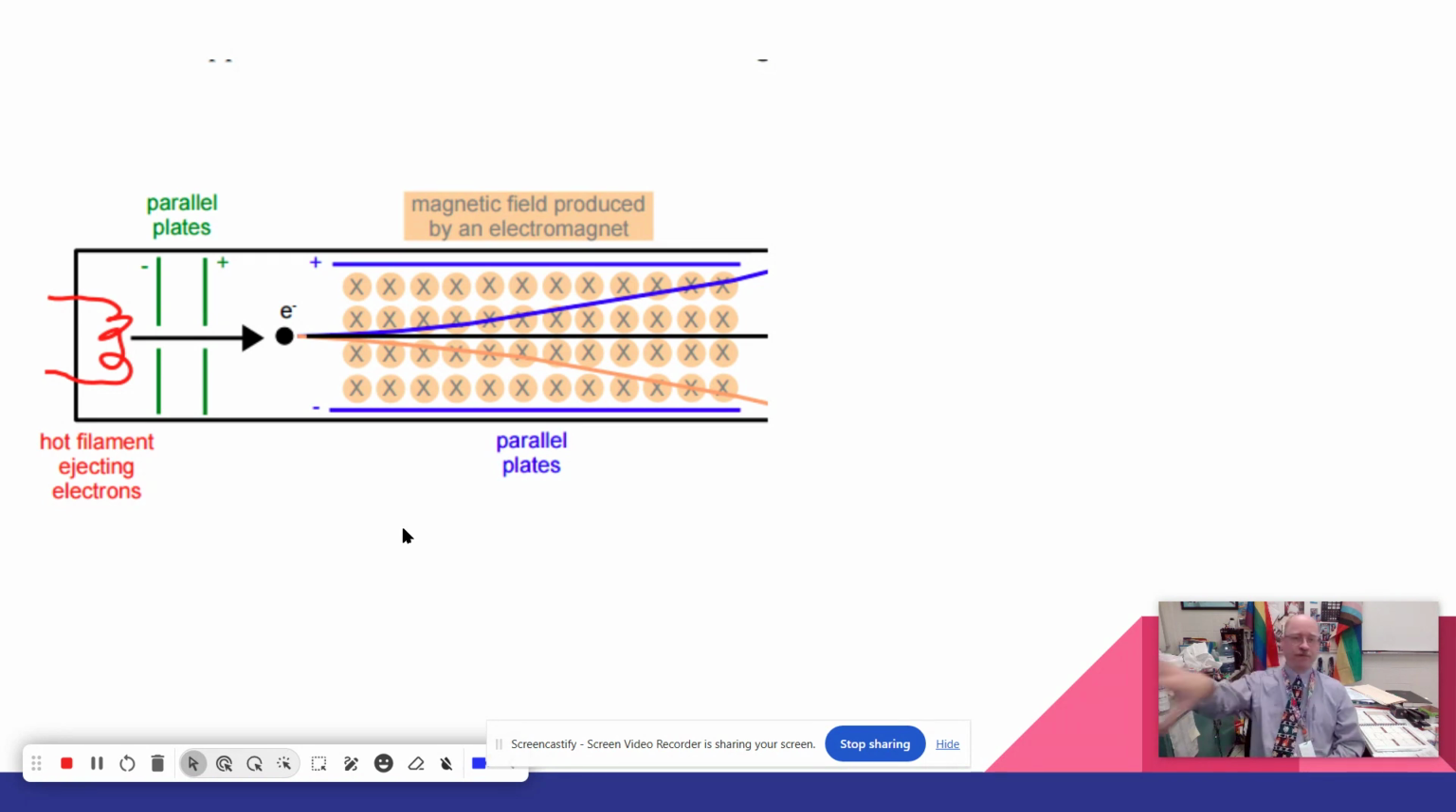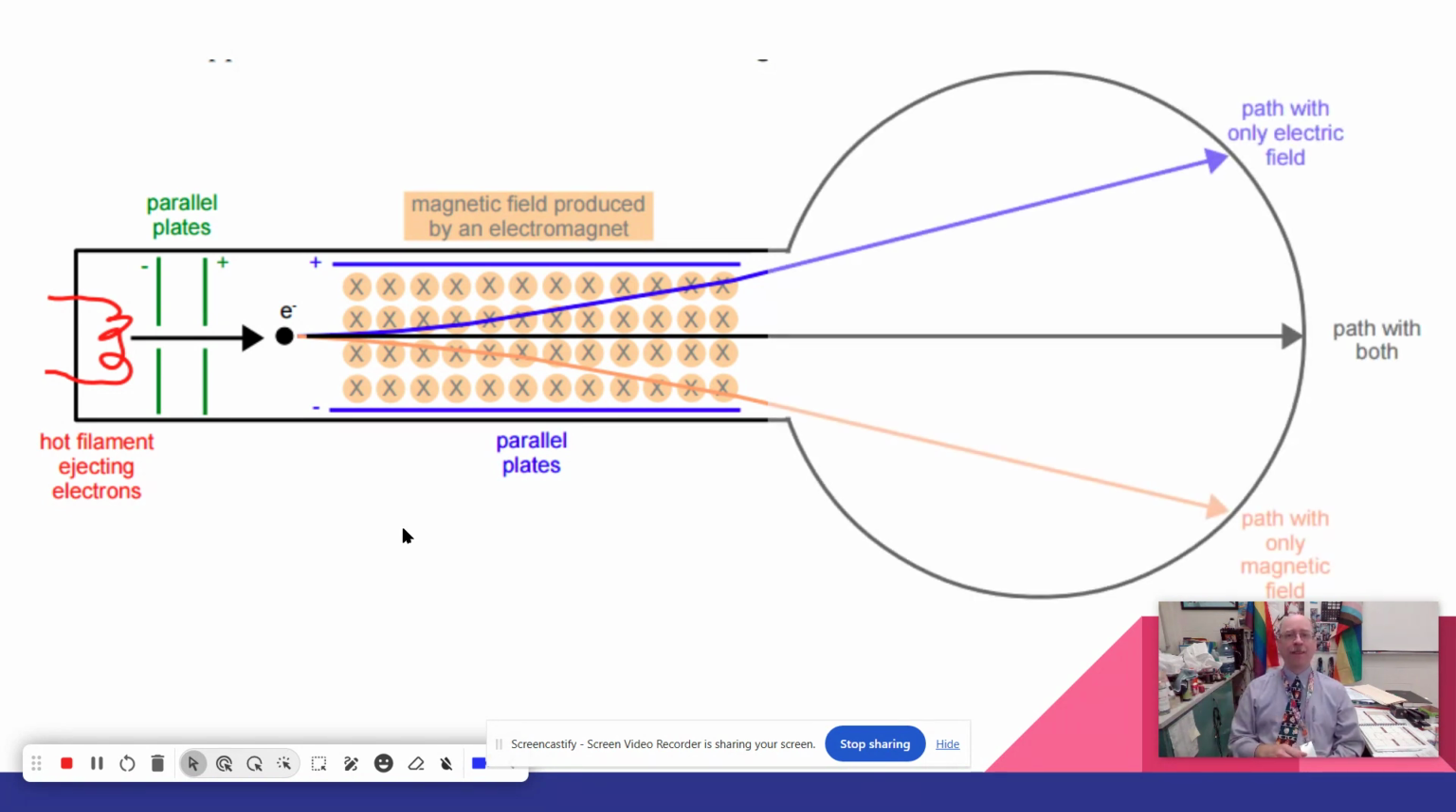Now, on the far side of this diagram then, this is why I said it kind of looks like an Erlenmeyer flask, because it flares out on the other side. If he has just the electric field on, the path goes up. If he has just the magnetic on, it goes down. And if he has both on, it goes straight through.